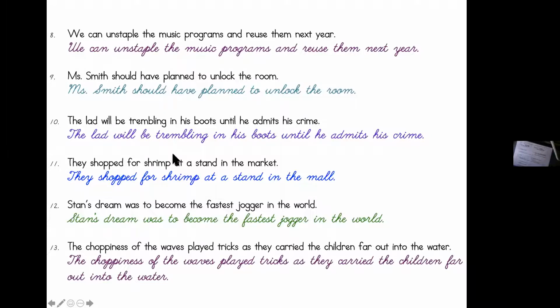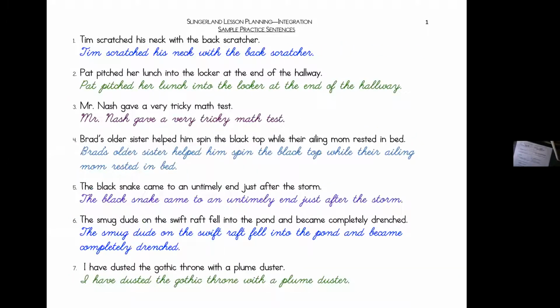How about number 6? The smug dude on the swift raft fell into the pond and became completely drenched. Okay. All right, so thank you. So the smug dude on the swift raft fell into the pond and became completely drenched. So just looking at that, before we decide how we're going to fill out the lesson plan, what are some things that you can tell from that sentence that have already been taught?